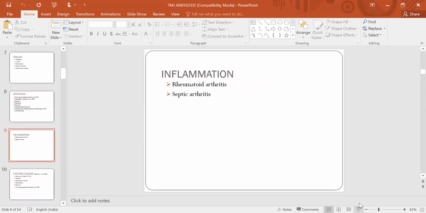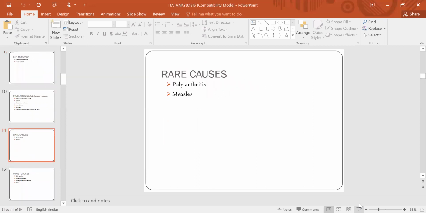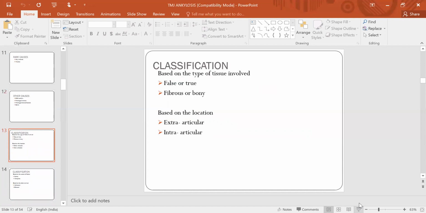And inflammatory causes are rheumatoid arthritis and septic arthritis. Systemic diseases are scarlet fever, typhoid, gonococcal arthritis, and ankylosing spondylitis. All these are systemic causes which can cause temporomandibular joint ankylosis. Under rare causes, polyarthritis and measles. And other causes: bifid condyle, prolonged trismus, prolonged immobilization, and even burns can cause temporomandibular joint ankylosis.